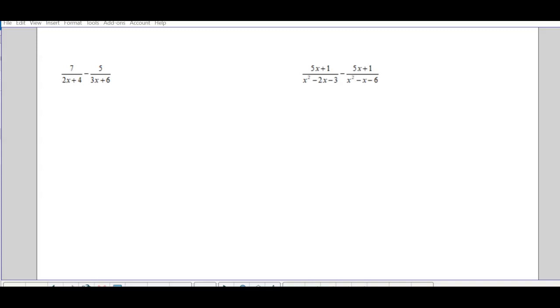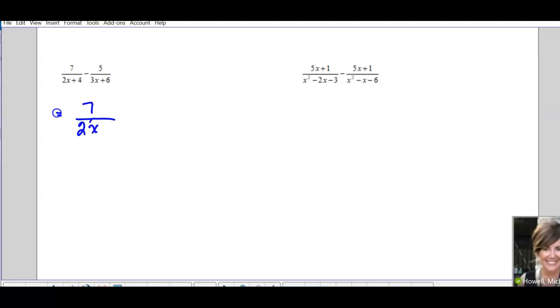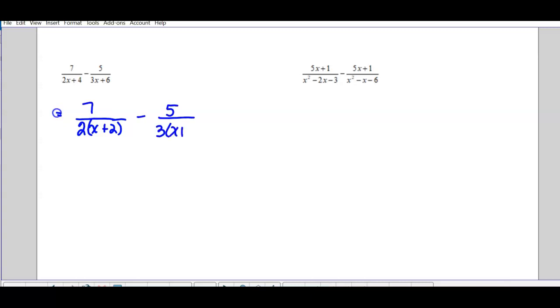Because these, right away, they're prime numbers. So that's how I know. These denominators can be factored, but I know I can't simplify it because there's no factor of 5 or 7. Saying that, I still need to factor. So I still need to factor each denominator, so that we make sure that we find the lowest common denominator.